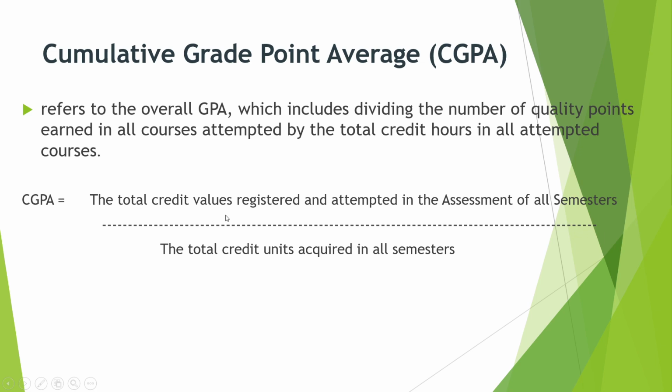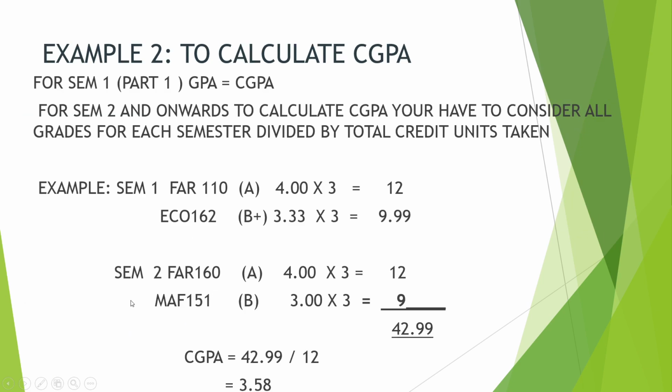The total credit values registered and attempted in the assessment of all semesters, divided by total credit units acquired in all semesters. So this is an example of how you calculate your CGPA. Let's say you are currently in your second semester, or part 2. For semester 1 or part 1, your GPA equals your CGPA, because for the first semester, your GPA is not yet accumulated. So your GPA equals your CGPA for your first semester.